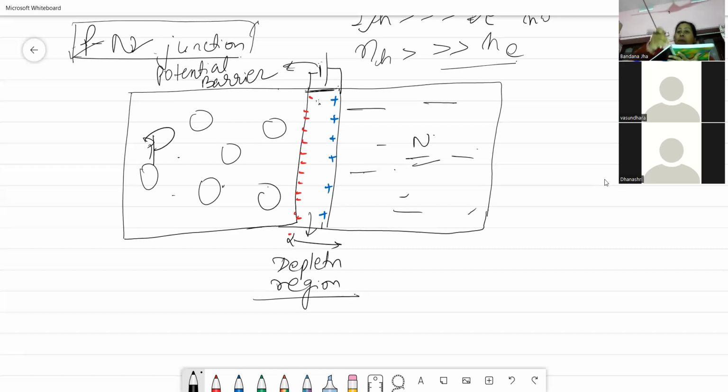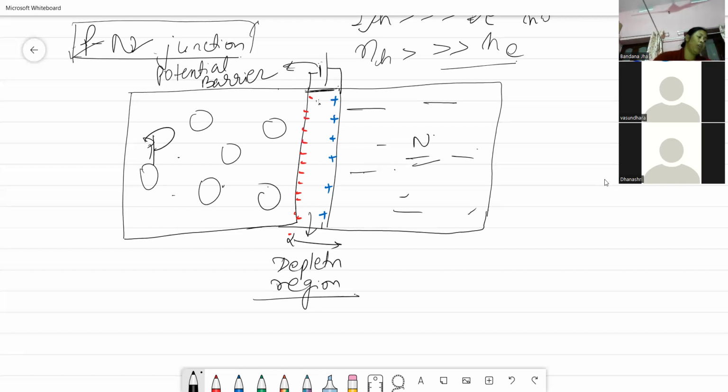Understood? When I put the voltmeter here, I have seen that there is a voltage difference. This difference of voltage is known as a potential barrier. Why? Because this negative charge tries to attract towards this positive charge, and this positive charge wants to attract with the negative charge. Why? Because opposite charges attract each other. Understood this thing? Any doubt?